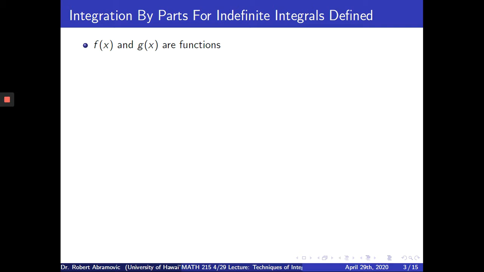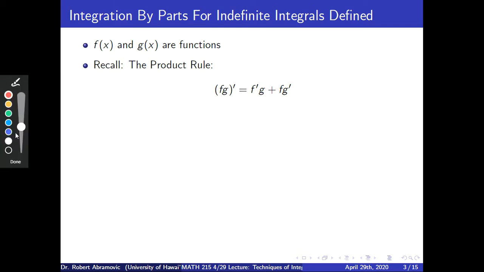Here in this slide, we'll define integration by parts for indefinite integrals. We have two functions, f and g. And if you recall the product rule, it says the derivative of f times g is equal to f prime times g plus f times g prime. So multiply the derivative of the first factor by the second factor, and then add the first factor times the derivative of the second factor.